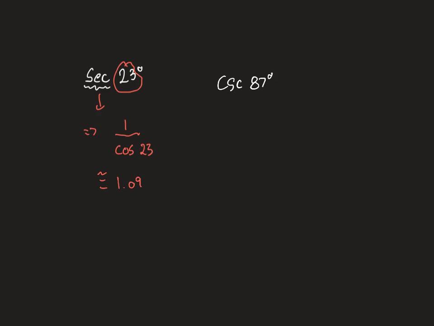Alright, so if you tried it out, you should be able to transform this into 1 over sine of theta, which is 1 over sine of 87, which is 1.00 approximately. Okay. Now, how would I then find out my theta if I'm missing it?